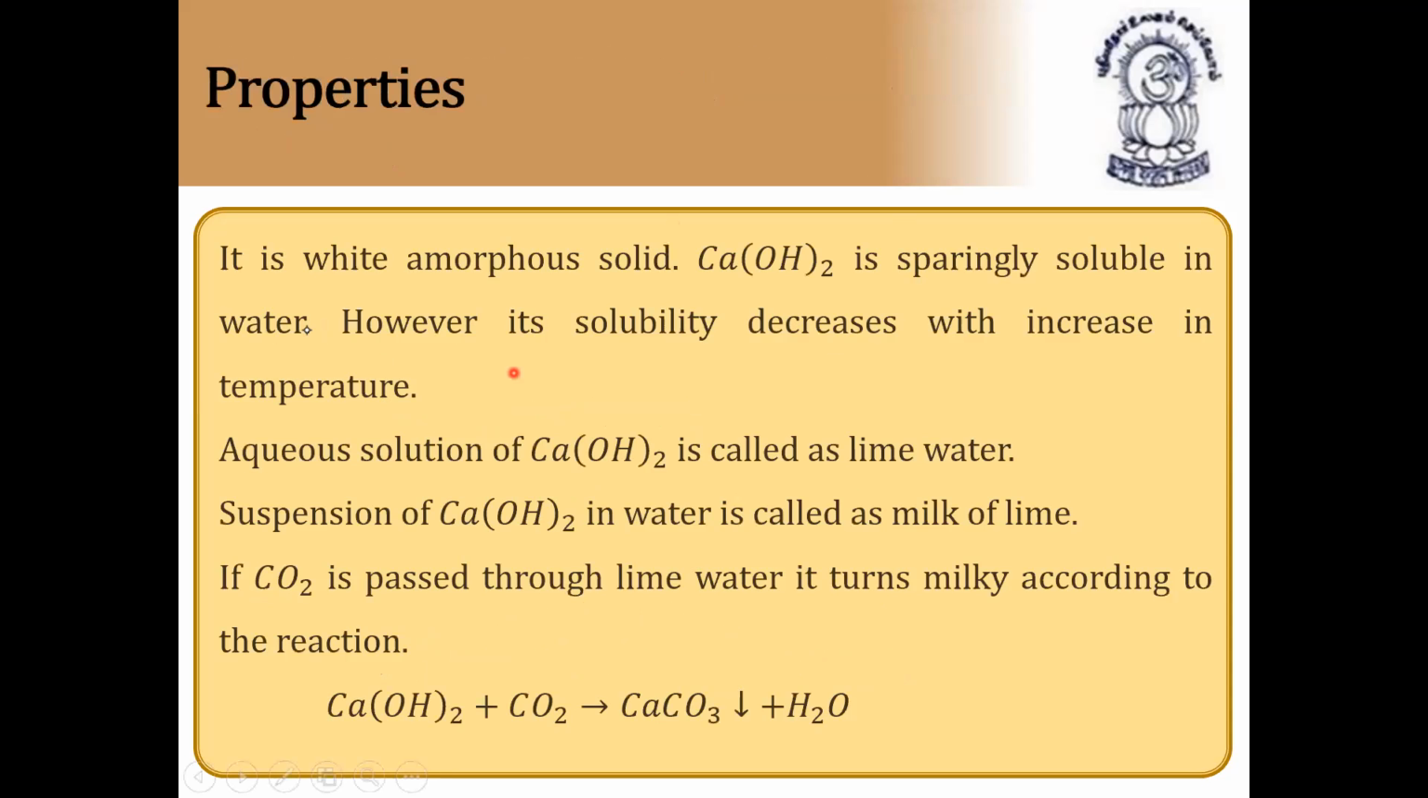Next, continuation, properties. Calcium hydroxide is a white amorphous solid. Calcium hydroxide is sparingly soluble in water. However, its solubility decreases with the increase of temperature. Why? With the increase of temperature, the solubility of calcium hydroxide decreases, even though it is a solid. That's why the solubility decreases with increasing temperature.